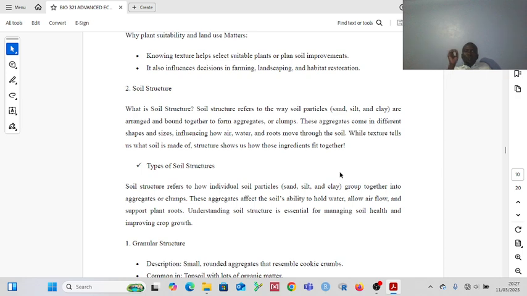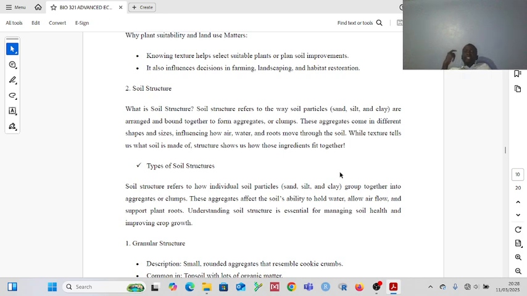Now, what is soil structure? That was soil texture, but now what is soil structure? Soil structure refers to the way soil particles, in this case the sand, silt, clay, and loam, are arranged and how they bind together.